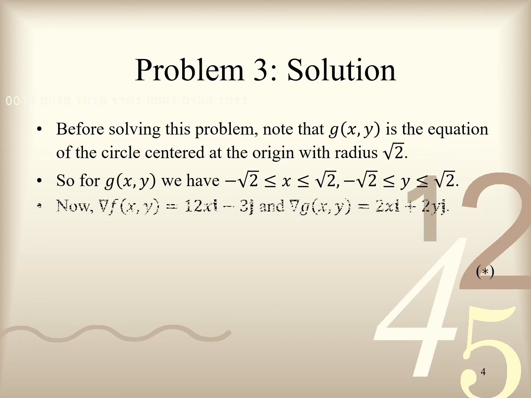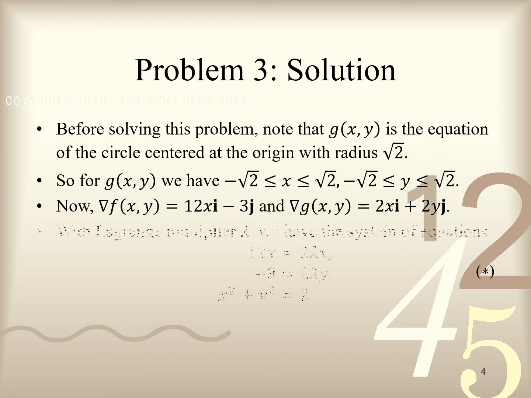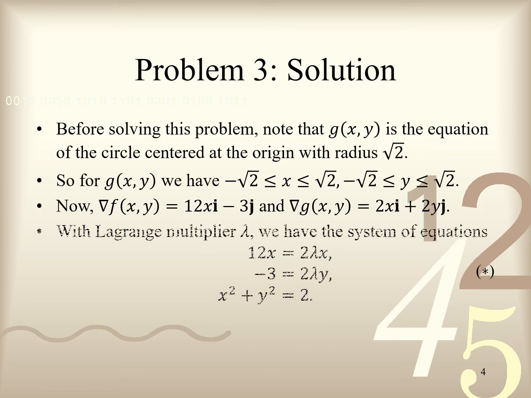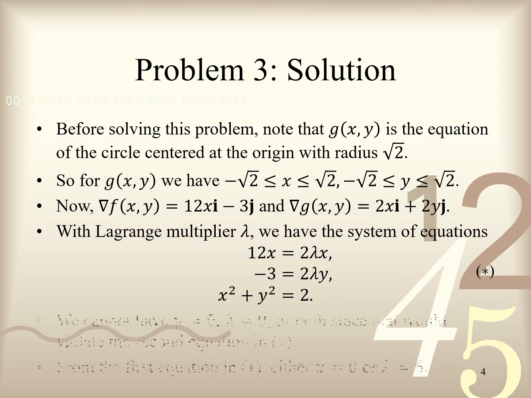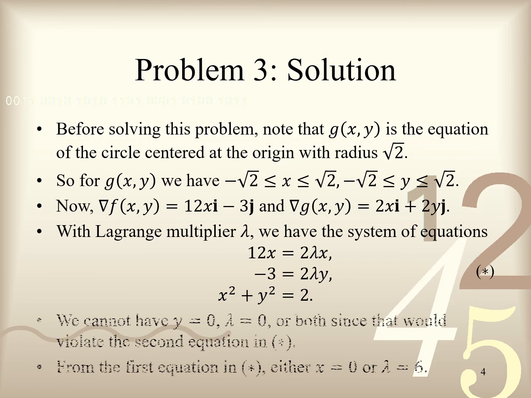Using partial derivatives, the gradient of f(x,y) is given by 12x i minus 3 j, and the gradient of g(x,y) is given by 2x i plus 2y j. With lambda denoting the Lagrange multiplier, we have the system of equations star, given by 12x equals 2 lambda x, negative 3 equals 2 lambda y, and x squared plus y squared equals 2. Note that we cannot have y equal to 0, lambda equal to 0, or both, since that would violate the second equation in star. From the first equation in star, either x equals 0 or lambda equals 6.